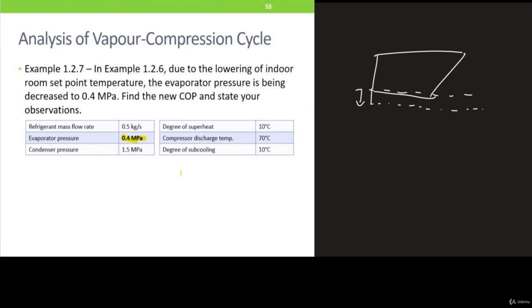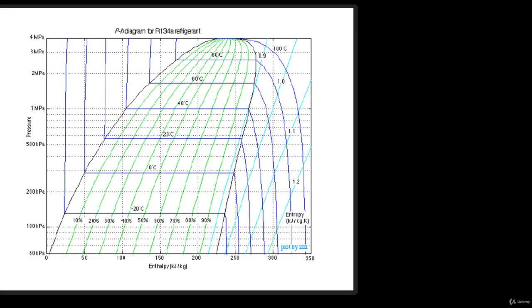So again, draw the evaporating pressure line, which is over here. So PE is equal to 0.4 MPa. And for your condensing pressure, 1.5 MPa, you will be somewhere here again.